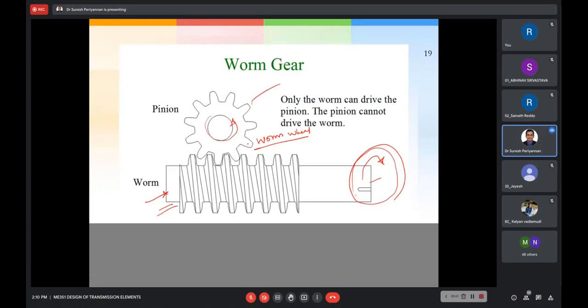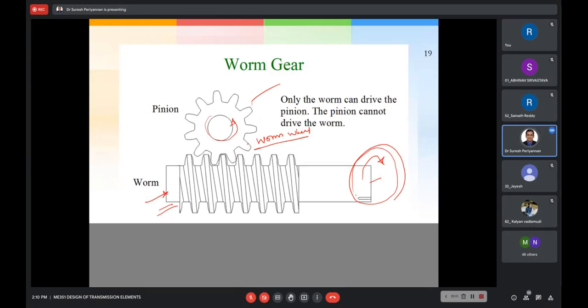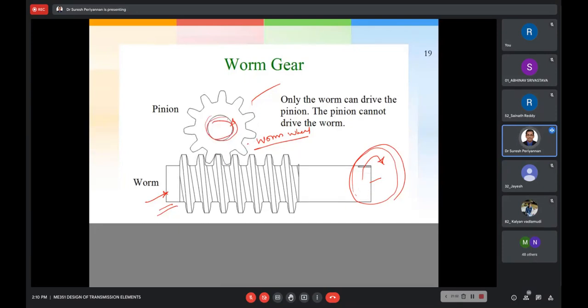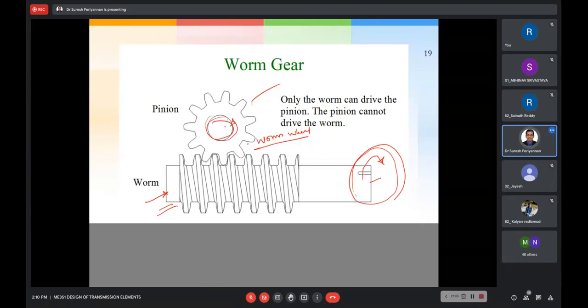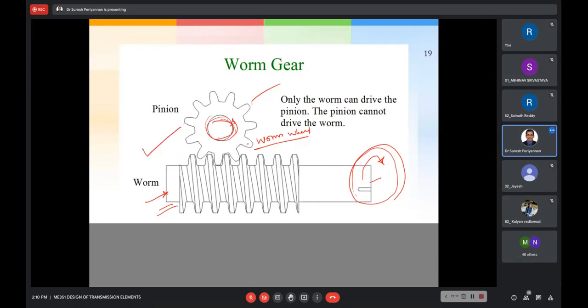Now here, the worm gear drives are used for shaft axes which do not intersect and are perpendicular. I mean, this is the shaft axis. The shaft axes do not intersect but are perpendicular. Which condition are we using? The shaft axes do not intersect, but each shaft is perpendicular to the other. In that case, we use the worm and worm gear mechanism for transmitting the power.